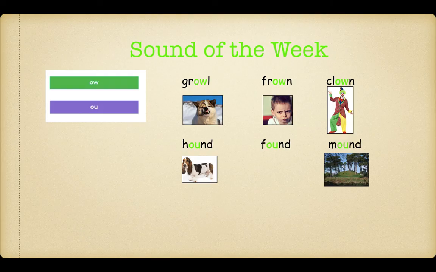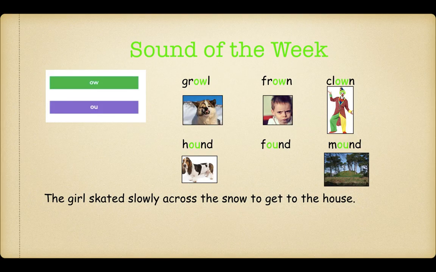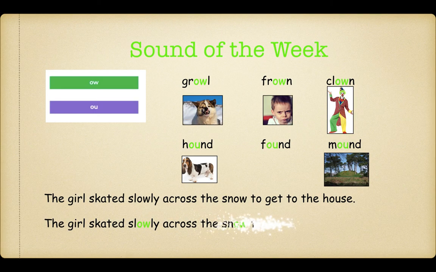So let's look at a sentence. The girl skated slowly across the snow to get to the house. Can you spot any of your owl graphemes in the sentence? Can you see any words that have the OW owl sound or the OU owl sound? Have you spotted them? I'm going to count to 5 and then I'm going to show you. Are you ready? 1, 2, 3, 4, 5. Let's see what we come up with.